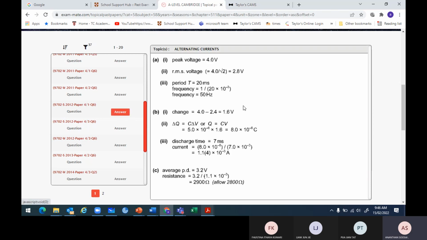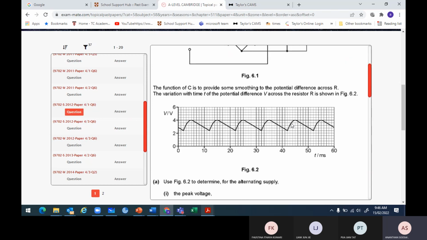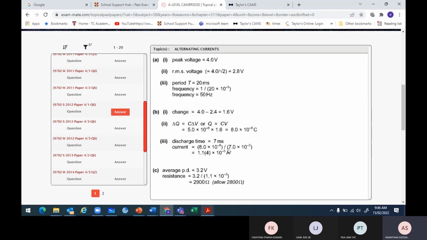So the average current is the entire area, right? So they choose the discharge time. Oh yeah, 7 milliseconds. Yeah, during the discharge time. So from the top to here, just during discharging, right? So change of Q over change of T, the T is the discharging time. So 0.7 milliseconds is the discharging time.